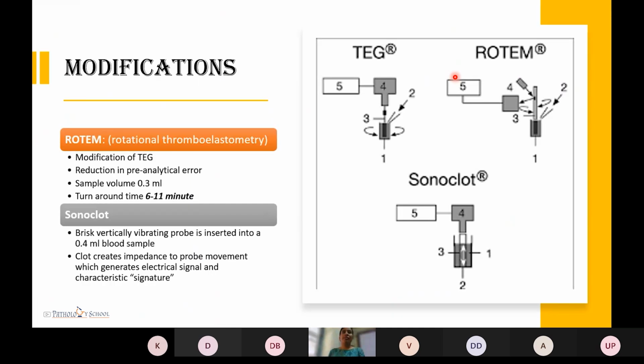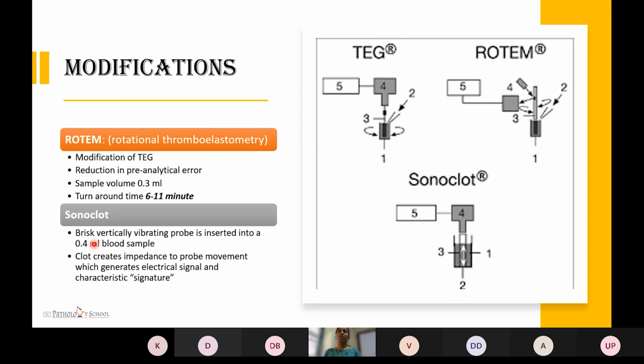There are certain modifications which are there in thromboelastography. One of them is ROTEM, that is rotational thromboelastometry. It is one of the modifications in conventional thromboelastography, which we have studied previously. We have studied that it was a cup which was rotating in that, but in ROTEM, that is rotational thromboelastometry, the pin which is attached rotates and creates the clot. Its benefit is that it has less turnaround time, that is 6 to 11 minutes, and because of that the pre-analytic error also is reduced as compared to the conventional thromboelastography.